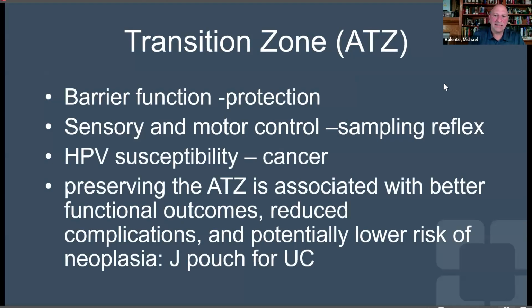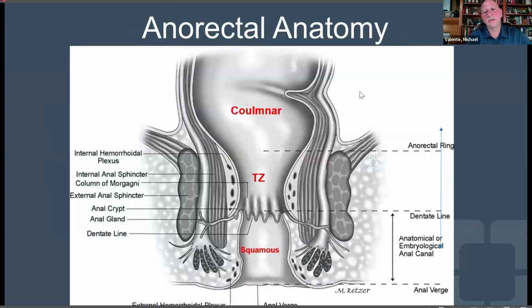When you have an intact ATZ, you actually have better functional outcomes. And as we'll talk about, people with an impaired ATZ will have an impaired sampling reflex when it comes time for defecation, and they have difficulty. This is where low anterior resection syndrome comes in. Discrimination between liquid, solid, and gaseous material gets altered if your anal transitional zone is affected during an operation.